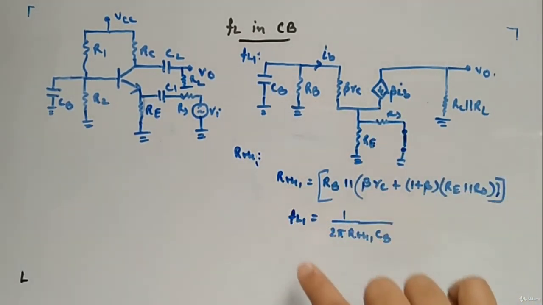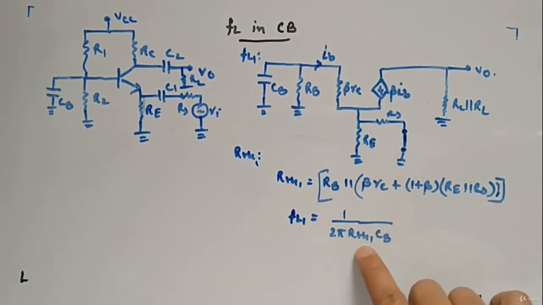So that is RTH1. FL1 will be 1 by 2 pi RTH1 into CB. Now FL2 and FL3 likewise we will calculate.